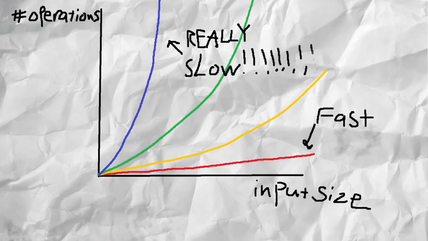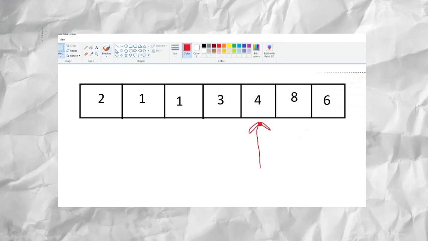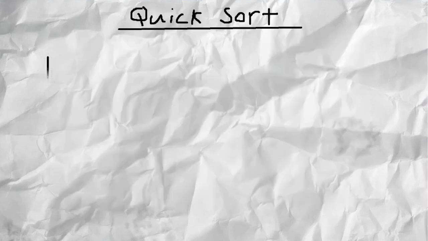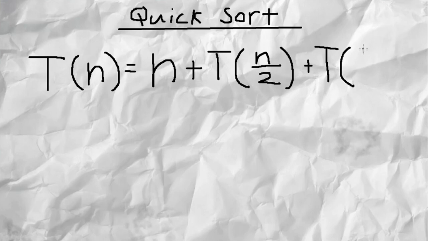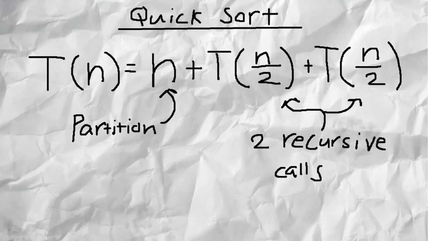The quicksort algorithm partitions an array, then makes a recursive call on both the left and right half of itself. This results in a time complexity function that looks like this. Partitioning takes n time because it loops through the array once, and the 2 recursive calls can be represented as the time function with its input size halved.